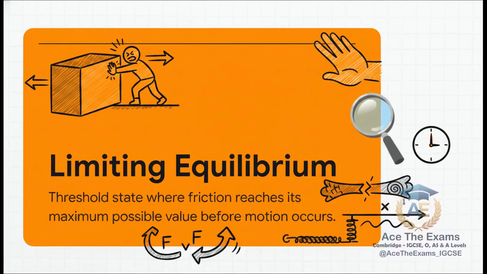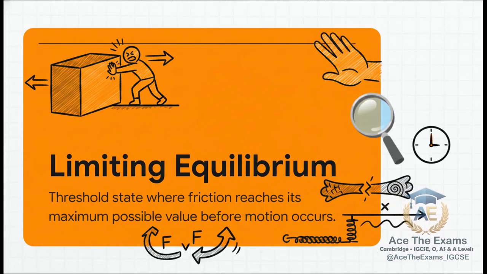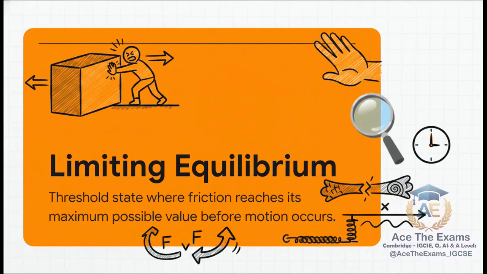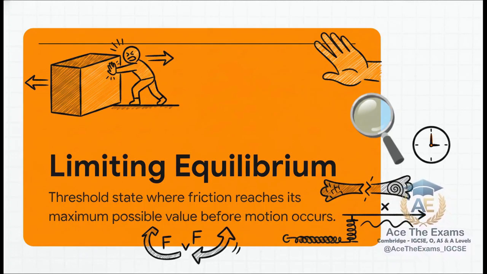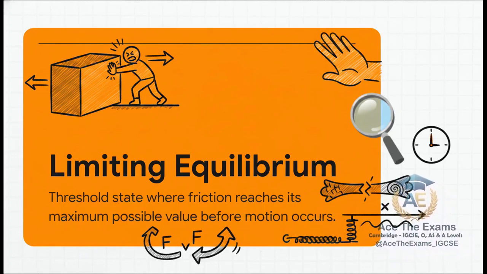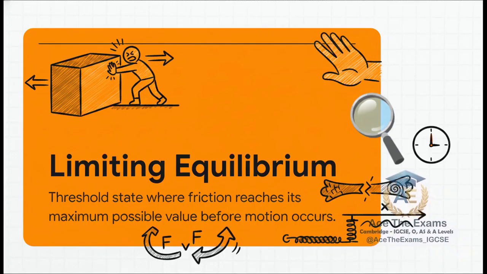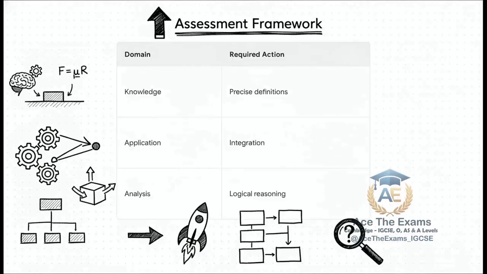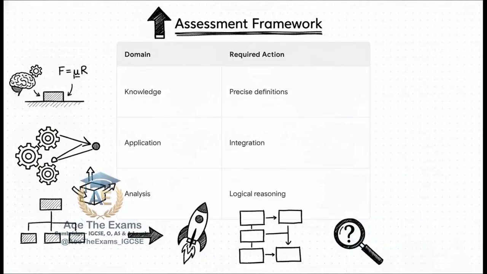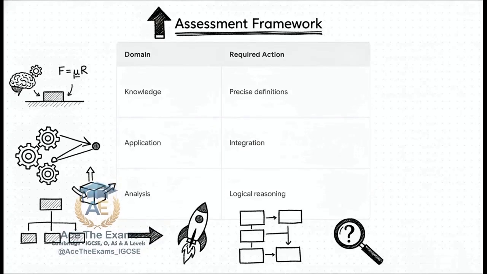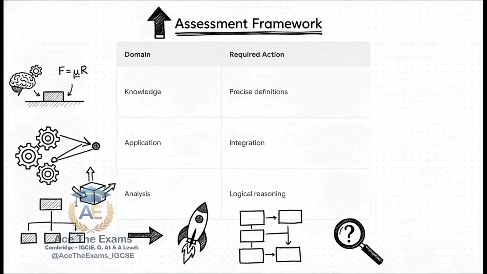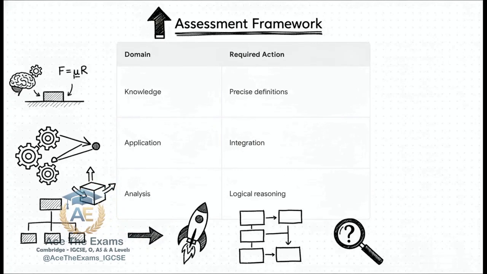Remember, the key word in this definition is threshold. It's that microsecond where an object is pushed to the absolute brink but hasn't yet started sliding. If it's just sitting there comfortably with no impending motion, F does not equal mu R. In that case, friction is merely balancing the applied force. It could be far less than the maximum. You only deploy this equation when the object is on the absolute verge of moving. Understanding that mathematical distinction is exactly what the assessment framework tests. Let's break down the precise assessment objectives, or AOs, demanded by CAIE marking rubrics.